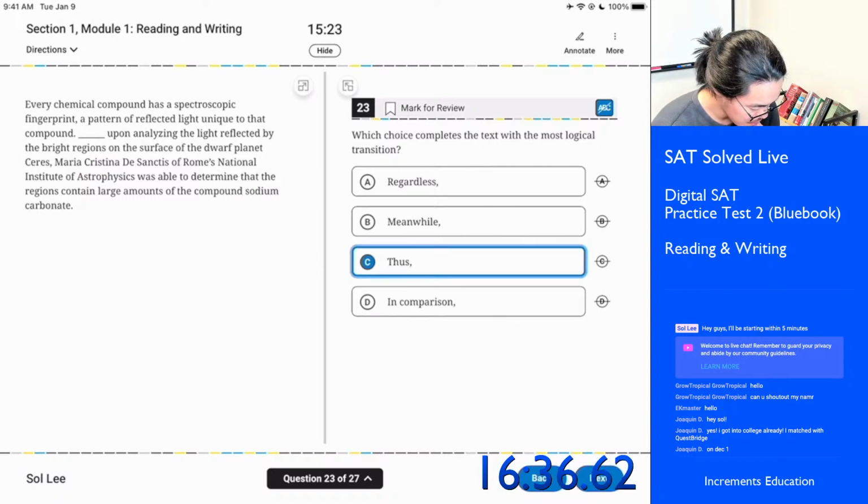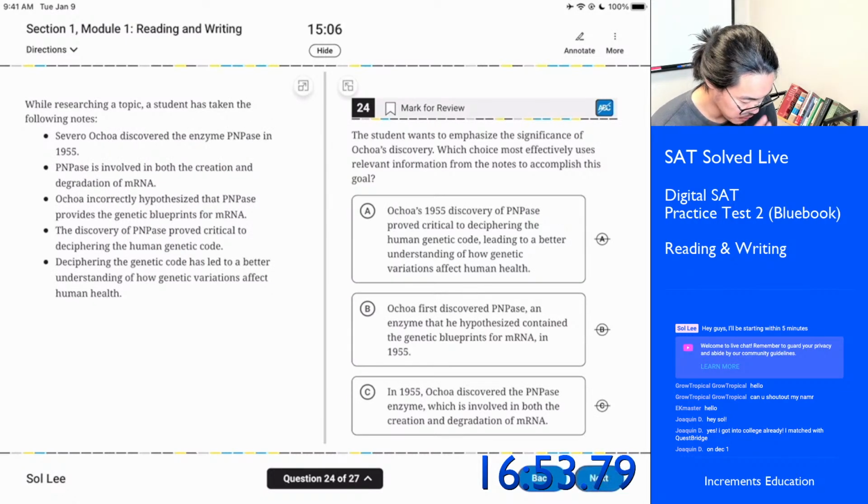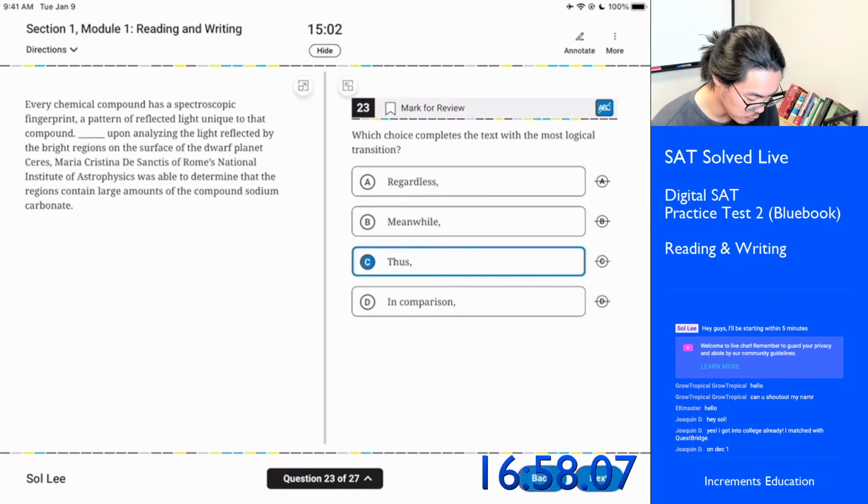Thus, yeah, because of this, she was able to determine the regions. Because of this. You guys have to pay attention to the main clause. Yeah. All right. We're done with that. So we had what? Two.